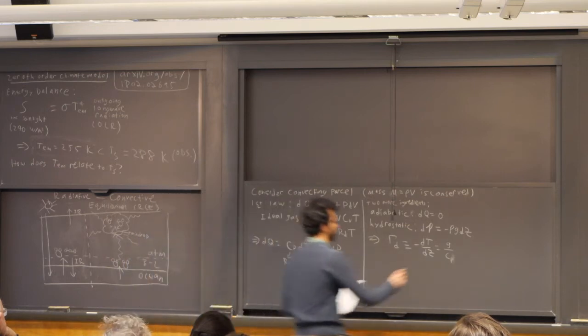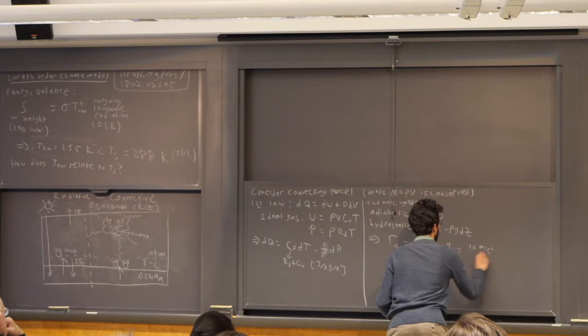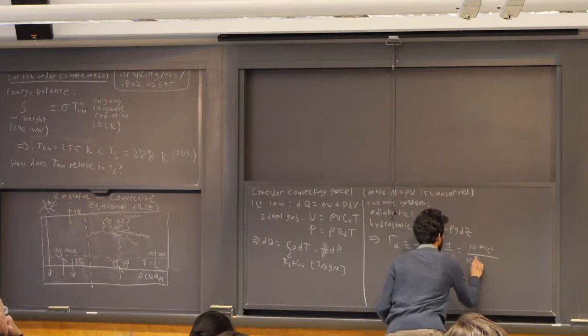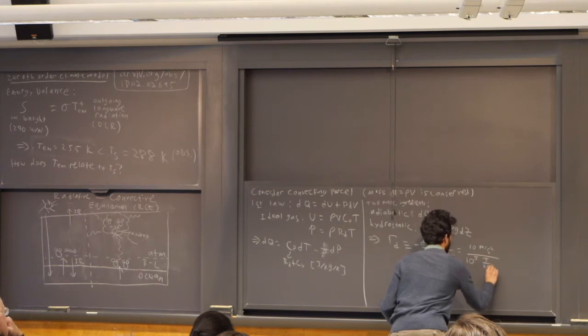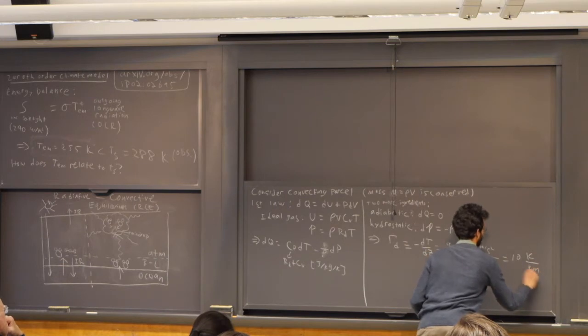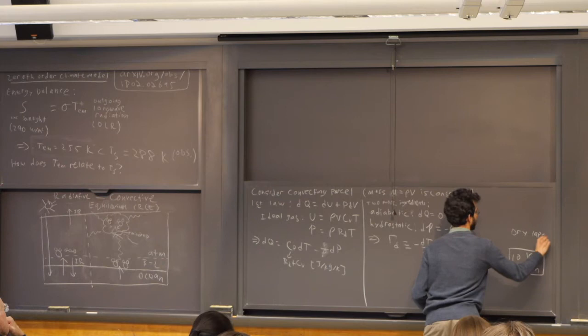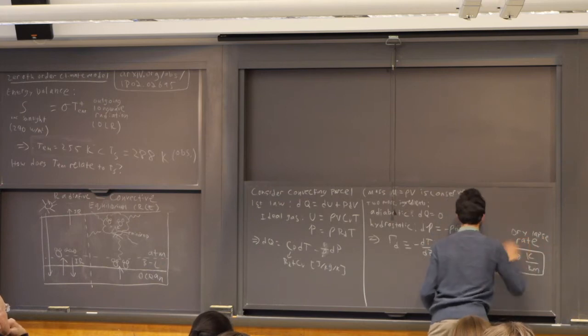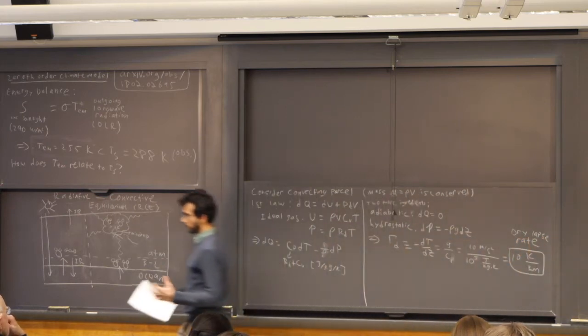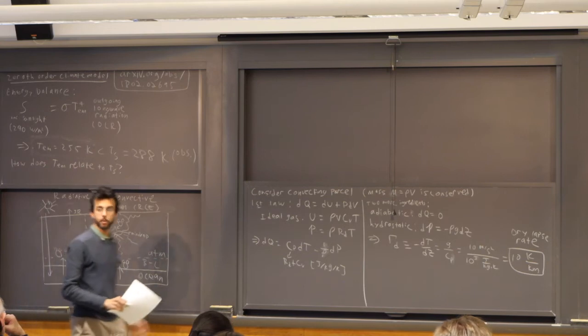So you can plug in numbers. g is roughly 10 meters per second squared, Cp is about 1,000 joules per kilogram Kelvin. And this gives you about 10 Kelvin per kilometer. So we call this the dry lapse rate. This is telling you, if your parcel had no moisture in it, how fast would it cool as it rises. And you get it just from sophomore level thermodynamics.